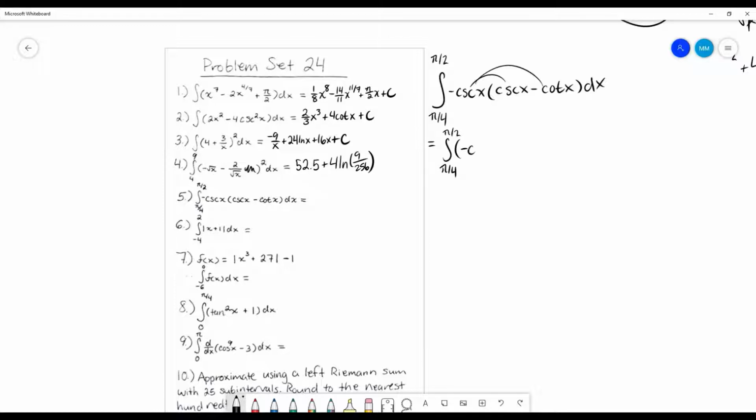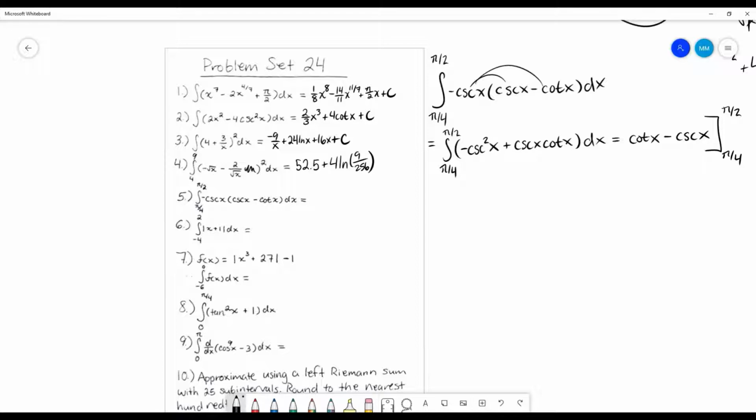So it's going to be negative cosecant squared of x plus cosecant x cotangent x. Okay, and I know the integral of a negative cosecant squared is just cotangent. And I know the integral of the negative version of this is going to be cosecant x, but because this is positive, our integral has to be negative. So there's our integral. We have to evaluate it on these bounds.